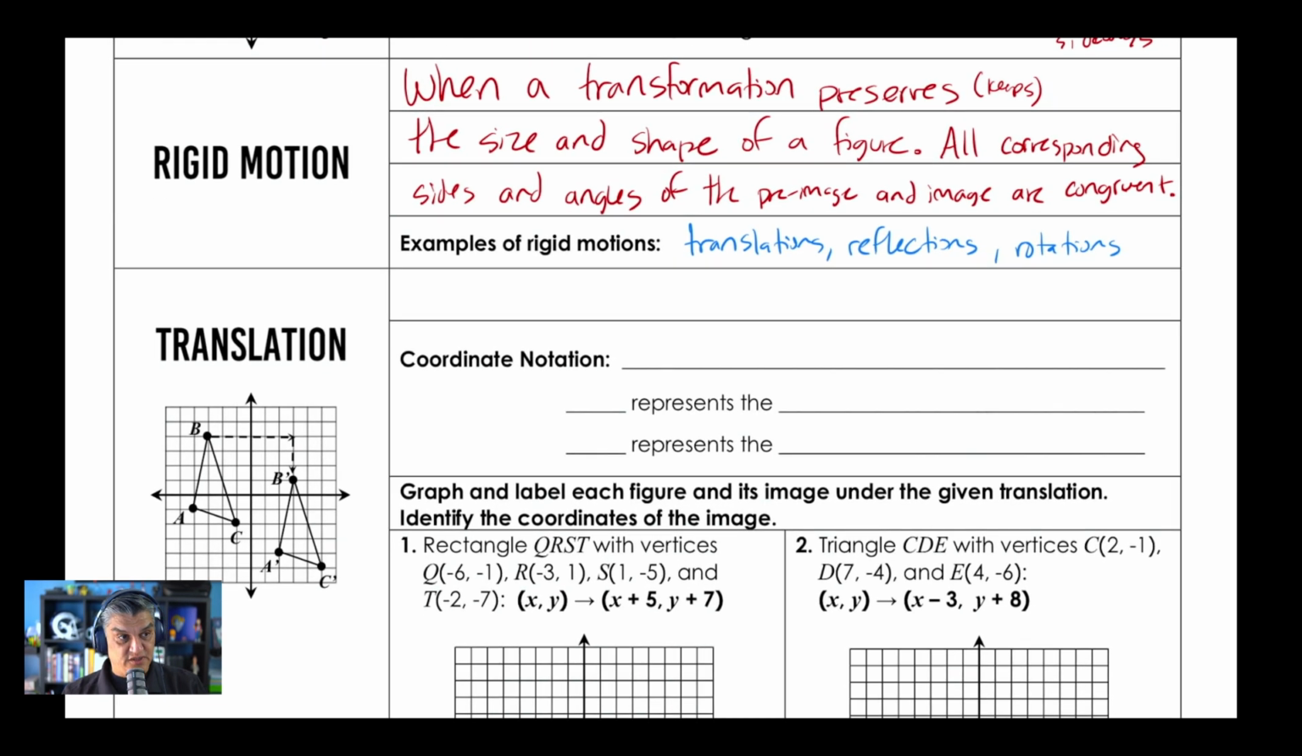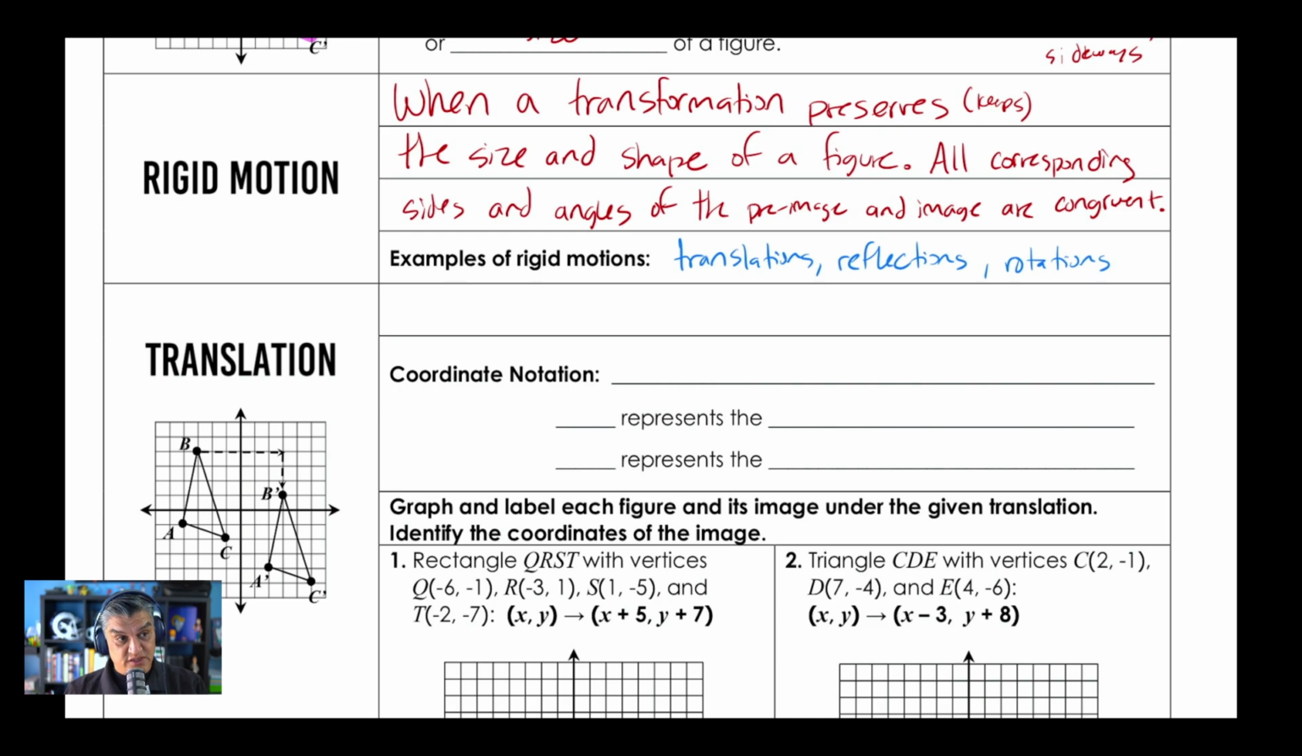Okay, so that's what a rigid motion is. What do you mean, what am I doing? I'm explaining what a rigid motion is. A rigid motion means it's rigid.